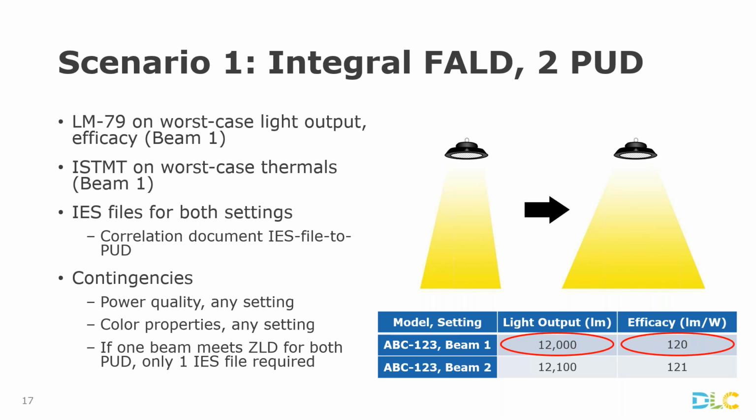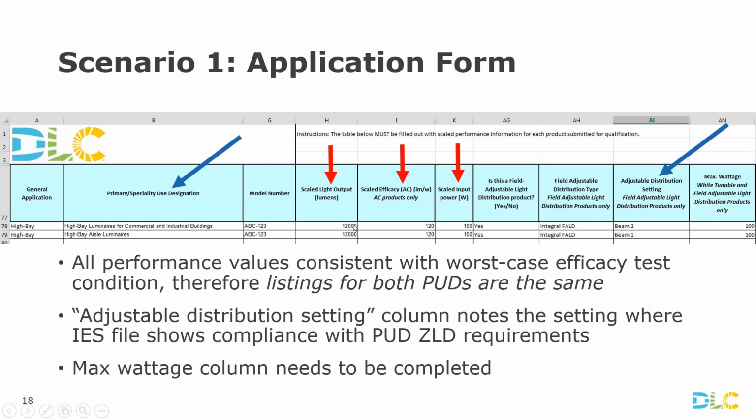So if we go to the next slide, in addition to the written narratives of each of the examples that are being posted to the DLC website, there is an associated template application form showing what the application form would be expected to include for that given scenario. For this application form, I've narrowed or hidden the columns that are not really applicable to the FALD situations to highlight some of the details on what we'd be expecting in the application form, which translate over to how the product would end up getting listed on the qualified product list.